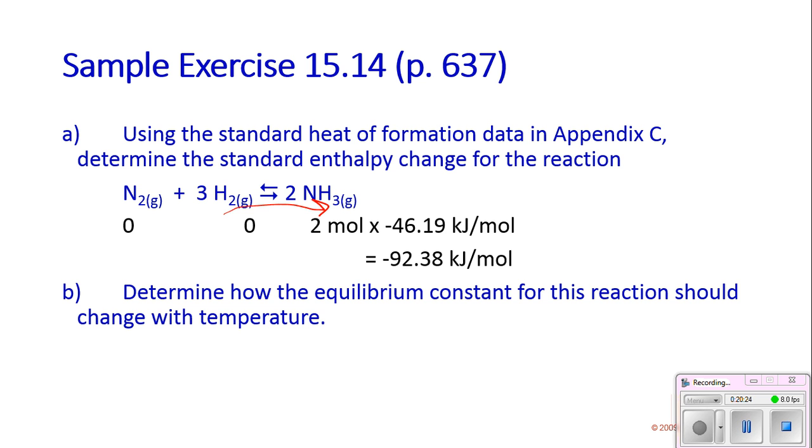Now, if we increase the pressure, which direction will the equilibrium go? It's going to go to the side with the least number of moles. So it's going to be your product side, because we, again, have 2 moles over here and 4 moles on our reactant side.